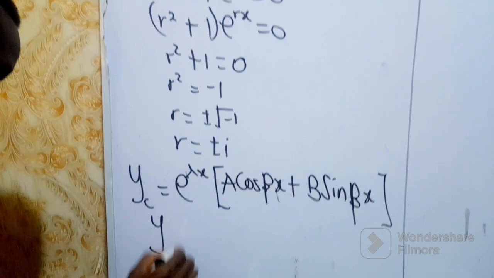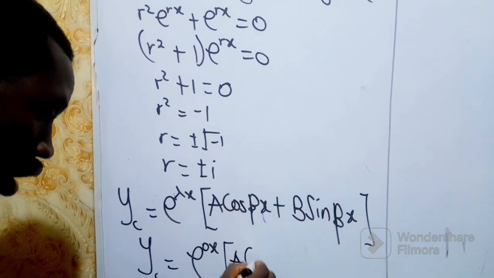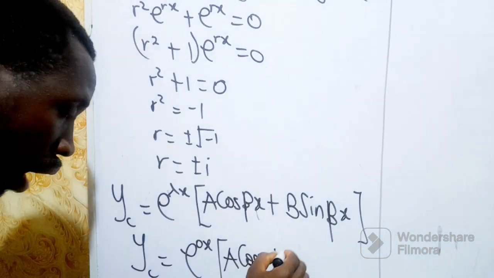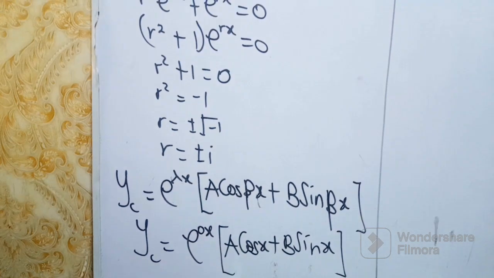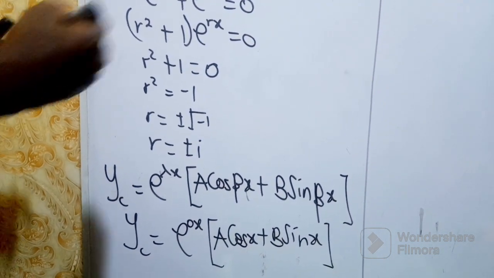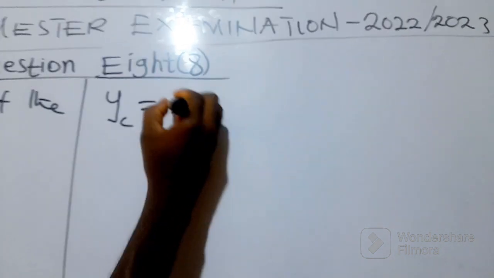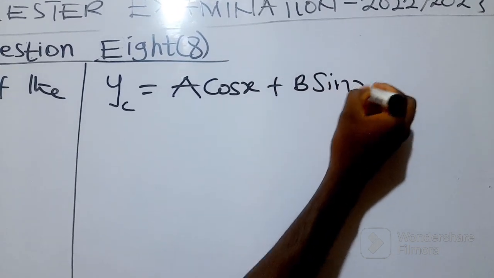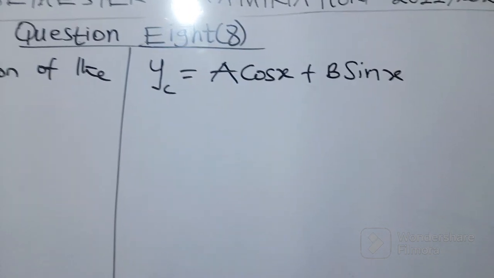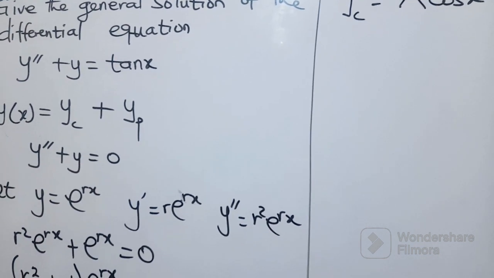So y_c is equal to e to the 0 x times a cos x plus b sine x. And this will be 0, so that will be 1. Then we can say the general solution to the complementary side, y_c, is just a cos x plus b sine x. So now we'll find the solution to the non-homogeneous side, that's y_p, using the method of variation of parameters.